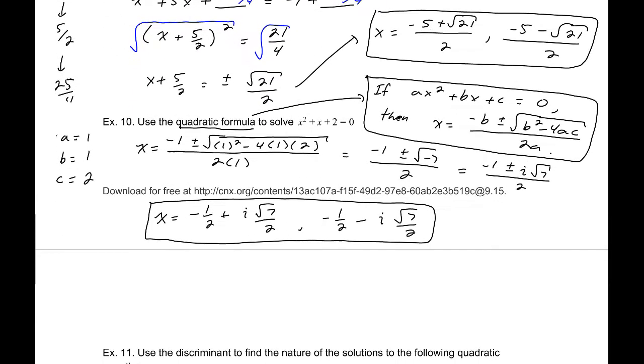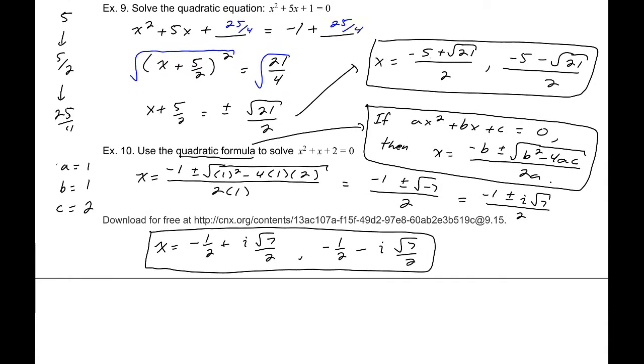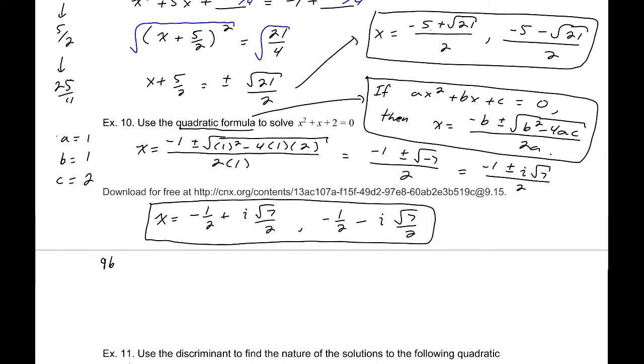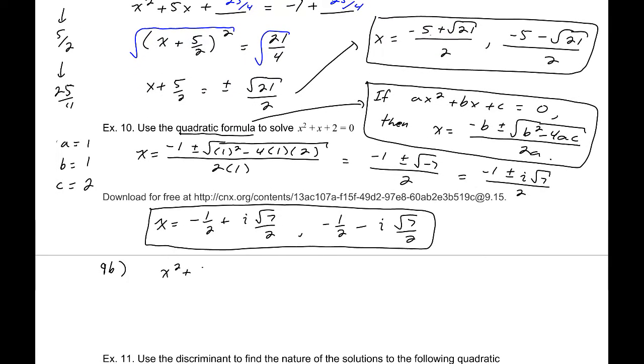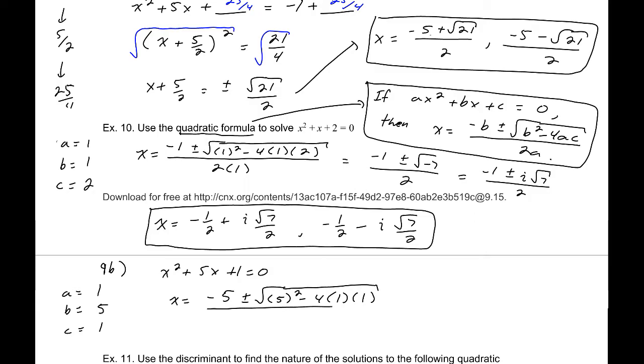So I'm going to go ahead and use this space right here, and I'm going to revisit number 9. All right, so I'm going to call this 9b, x squared plus 5x plus 1 equals 0. Well, my a value is 1, the coefficient of my x squared term, my b is 5, that's the coefficient of the x term, and my constant c is 1. So x equals negative b plus or minus the square root of, let's go ahead and fill this in, b squared minus 4ac, all over 2a.